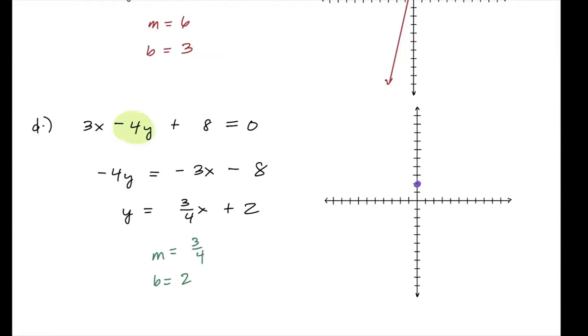So y-intercept's 2, slope's 3/4, 1, 2, 3, 1, 2, 3, 4. And I could do that again if I wanted to, but I think we know what we're doing.